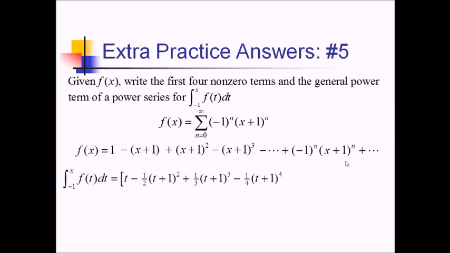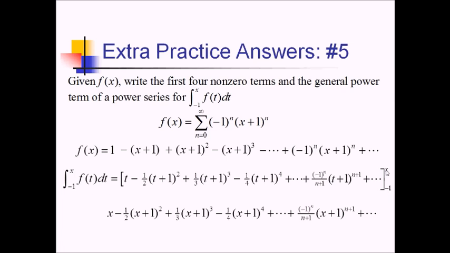For the general term, this (-1) to the n is just staying out in front. That's a constant. But we have an exponent of n plus 1 that we're going to divide by, and we'll have (t plus 1) to the n plus 1 for the actual variable term. And this is all being evaluated from -1 to x. So we've got all of this stuff with x plugged in, and then we're just going to subtract all of this stuff with -1 plugged in.